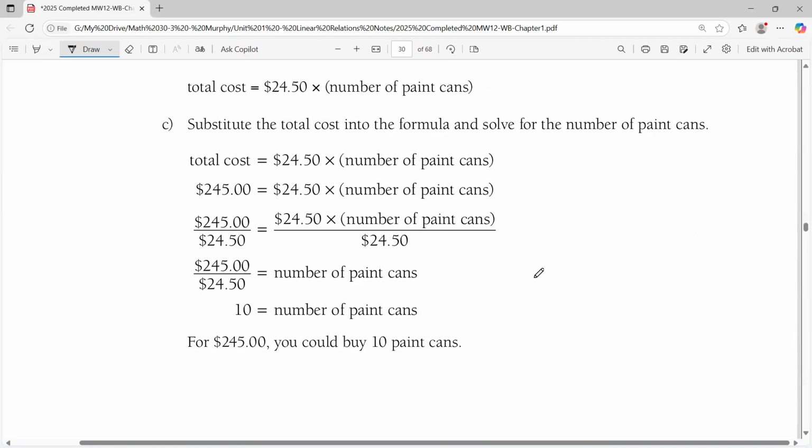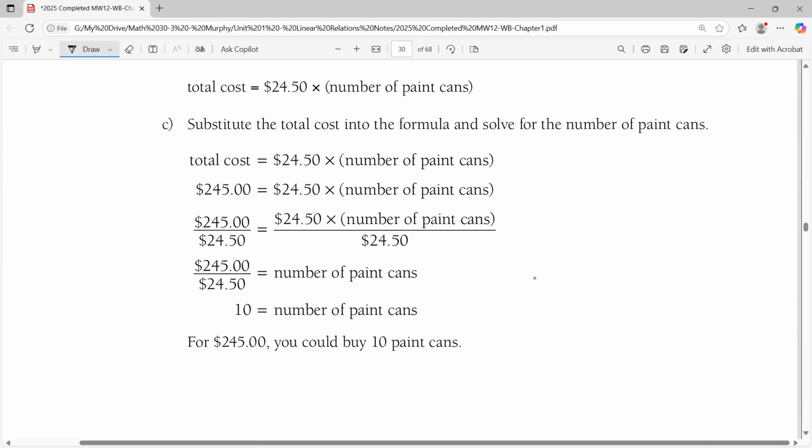Now C, it says, how many paint cans can be purchased for $245? So in this case, we have our equation, total cost, $24.50 a can, times the number of paint cans. If we put in the total cost, we just have to do some basic algebra. So $24.50 times the number of paint cans. If we want to get the number of paint cans, we have to get rid of this $24.50. If it is being multiplied, you have to do the opposite to both sides. So divide by 24.50 over here and divide by 24.50 over here.